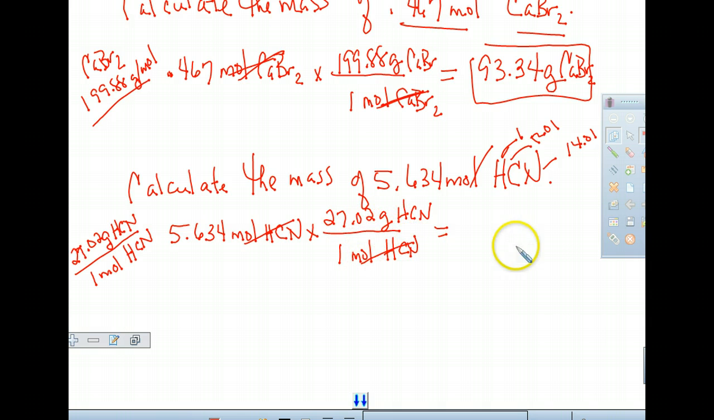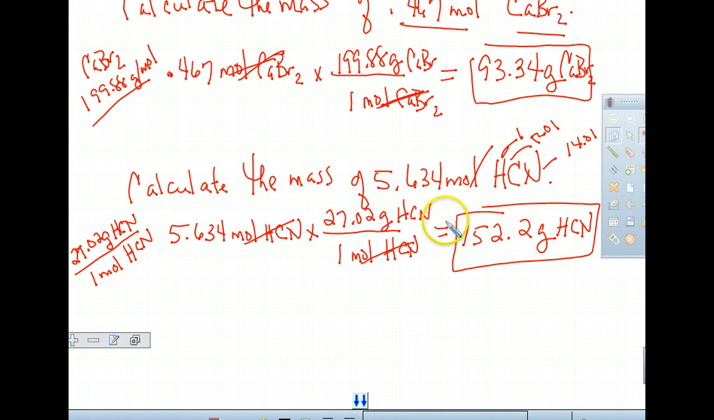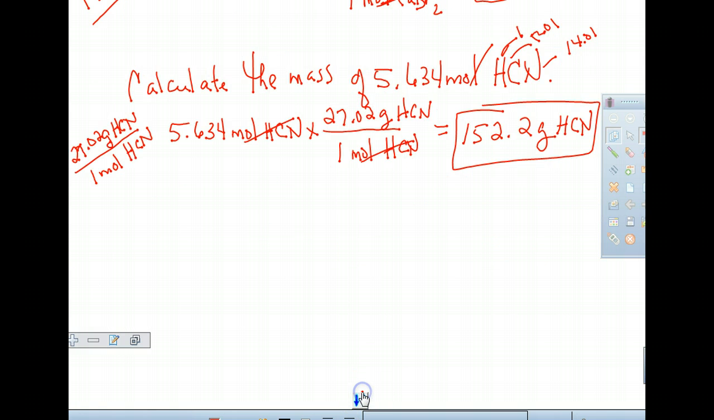So therefore in my calculator, 5.634 times 27.02, and you should get a total of 152.2 grams of this compound. And that is molar mass and converting from moles to mass and vice versa.